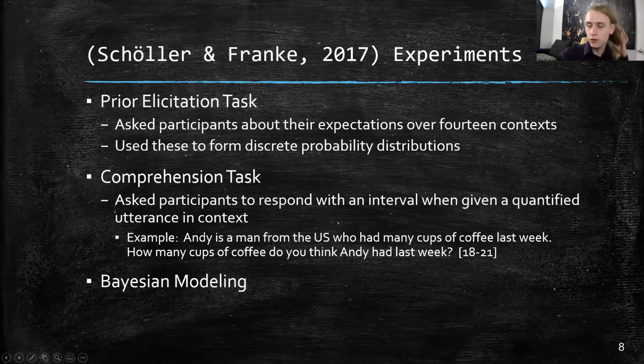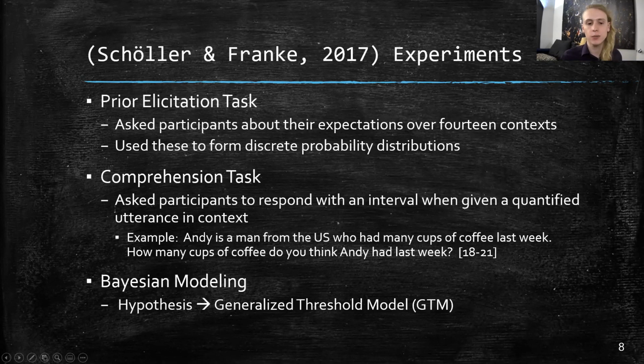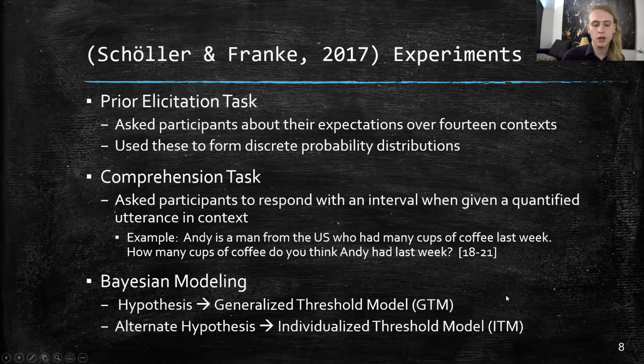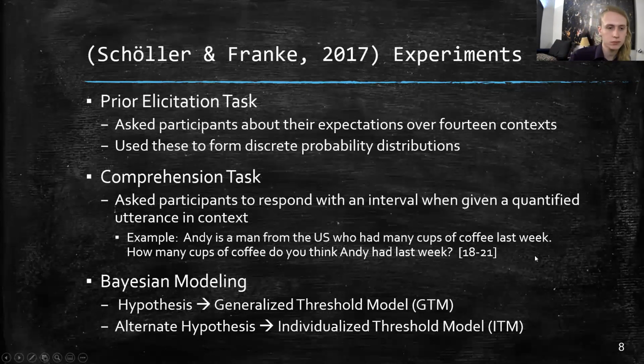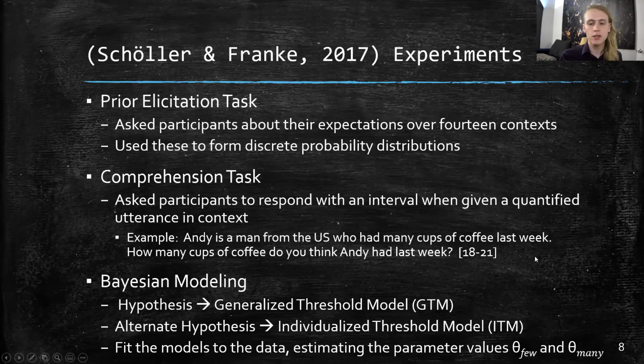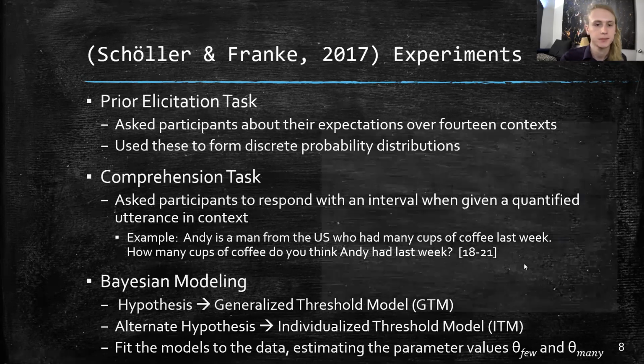Finally, they implement the formal models in a Bayesian framework. So the hypothesis is operationalized as a generalized threshold model, where again, there's one theta few, there's one theta many for all contexts. Alternatively, with our alternate hypothesis, this is operationalized as our individualized threshold model, also known as the ITM, where there's a unique theta few and a unique theta many for each individual context. And they take these models, they fit them to the data in order to estimate these parameter values.